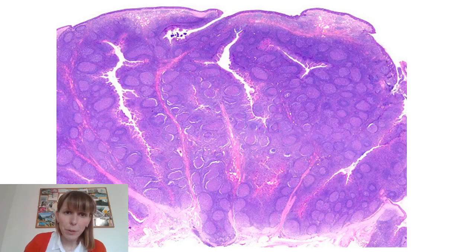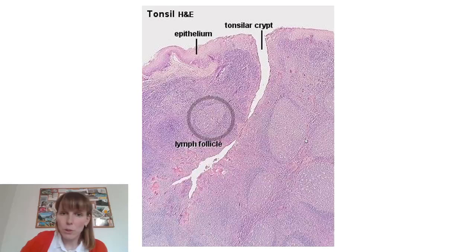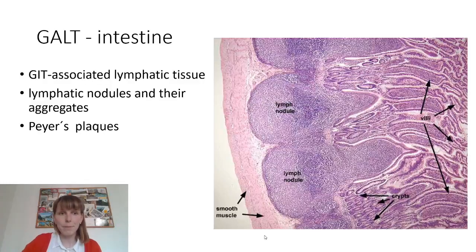And another important part will be the crypts going into the tissue, and the crypts will be covered with the stratified squamous non-keratinizing epithelium as well. So it could look like this. This is not a very pretty picture. We will take a look at the slide as well. So the stratified squamous here, and the crypt is going into the tissue like this, still covered with the epithelium, and in the tissue you have the lymphatic follicles with the B lymphocytes.